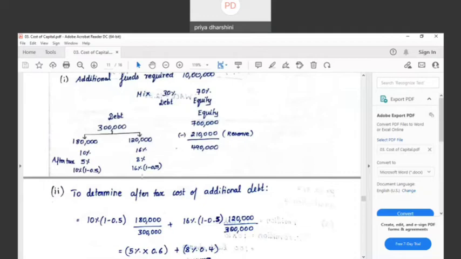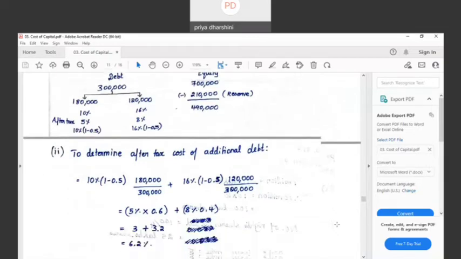We should always consider after-tax cost of debt. So how do you get after-tax cost of debt? It is interest into 1 minus tax rate. So 10% into 1 minus 0.5. Here it is 16% into 1 minus 0.5. So you get after-tax cost of debt. Having found the after-tax cost of debt, what is the question? Determine the pattern for raising additional funds. Done. Determine the post-tax average cost of additional debt.